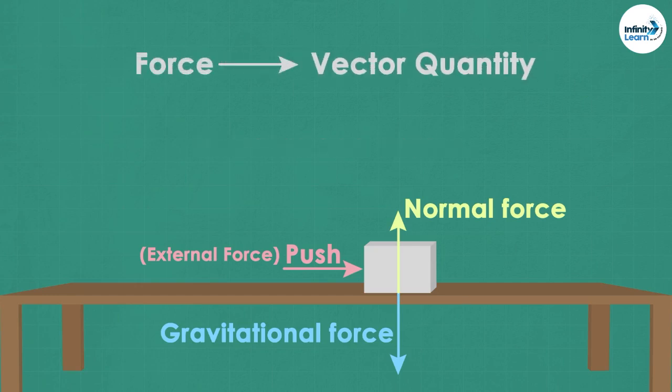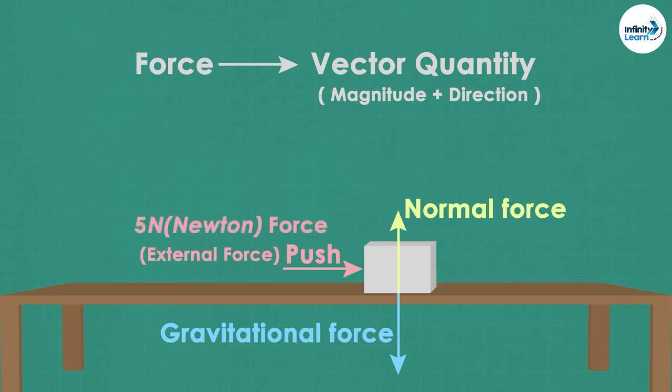It is a vector quantity. It has magnitude and direction. We can say that we applied a force of 5 newtons towards the right. Don't worry about the units of force. We will understand it later. But for now, just understand that force is a vector quantity.